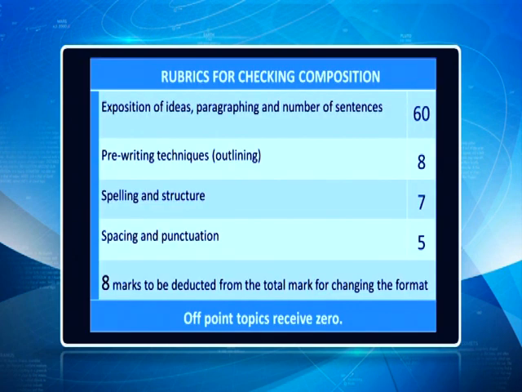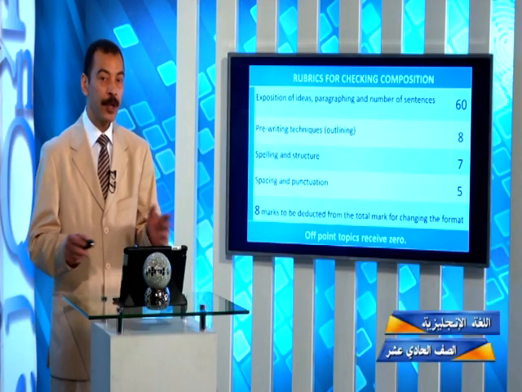But before that, let me show you the rubrics for checking composition. For the exposition of ideas, that is the flow of your ideas, paragraphing and number of sentences, out of 60. The pre-writing plan, out of 8. The spelling structure, out of 7. Spacing and punctuation, out of 5. And if you write out of the topic, you will get a 0.